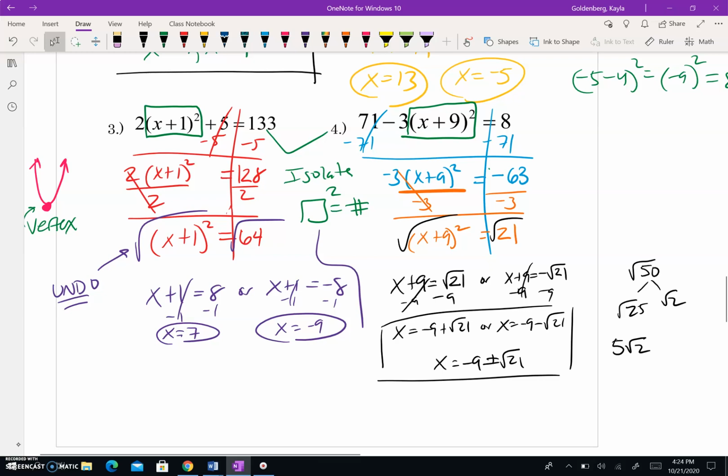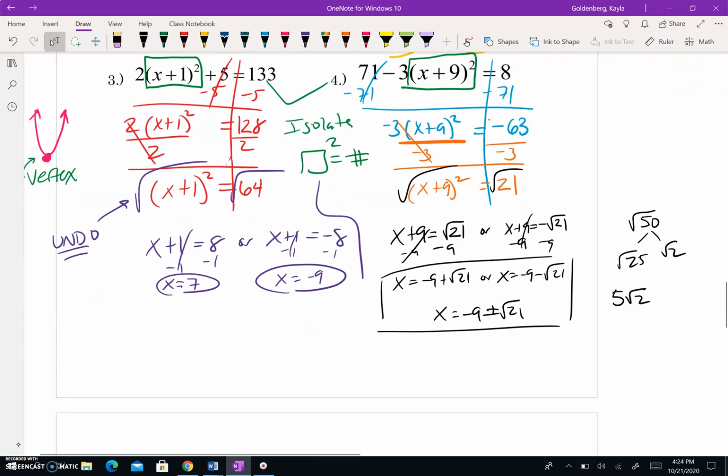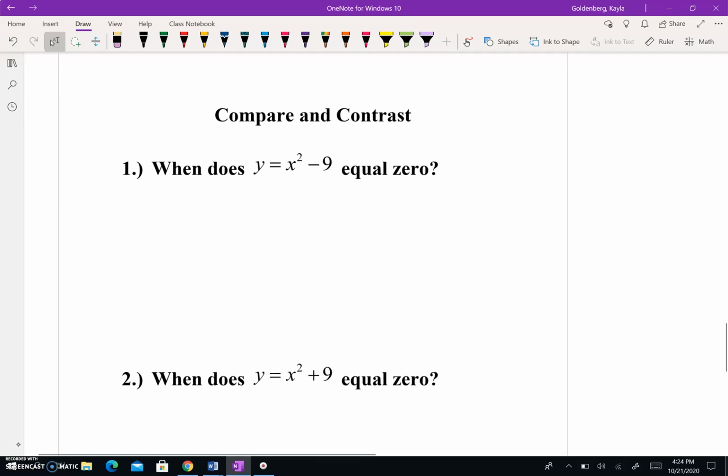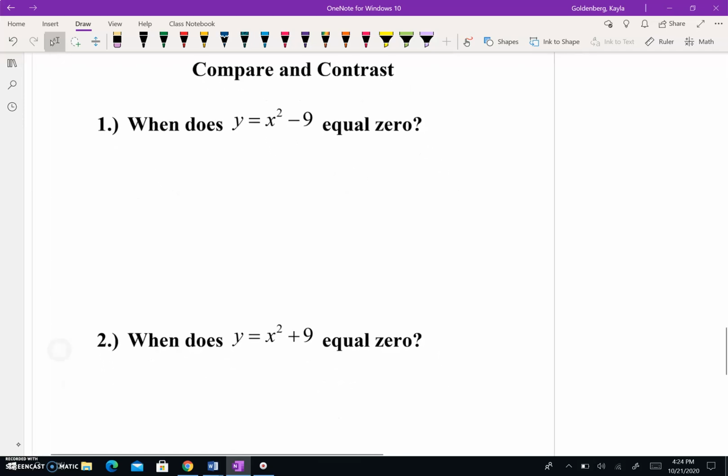There's one last thing I want to talk about, and this is a side topic that's somewhat connected to this. So this might be something that we talk a little bit more about tomorrow in class. I want to compare and contrast these. When does y equals x squared minus 9 equal 0, and when does x squared plus 9 equal 0?